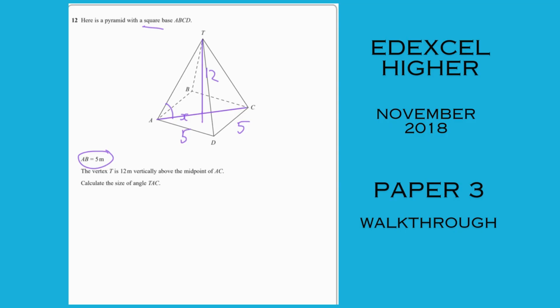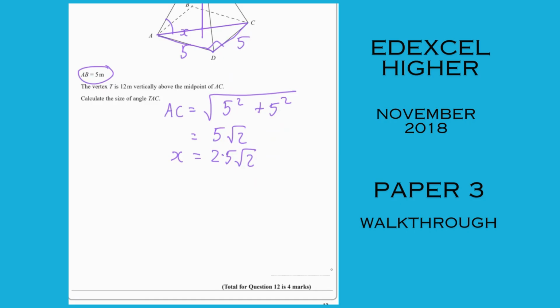I'll call it x. So first of all, we can find A to C, because that A to C is the hypotenuse of a right-angled triangle. So we can say that AC is the square root of 5 squared plus 5 squared. You could do it in decimals, but I always do it in decimals, so I'm going to do this one in surds. So I'm going to call it 5 root 2, which means my distance x is half of that, like so. That now means we've got what we're after.